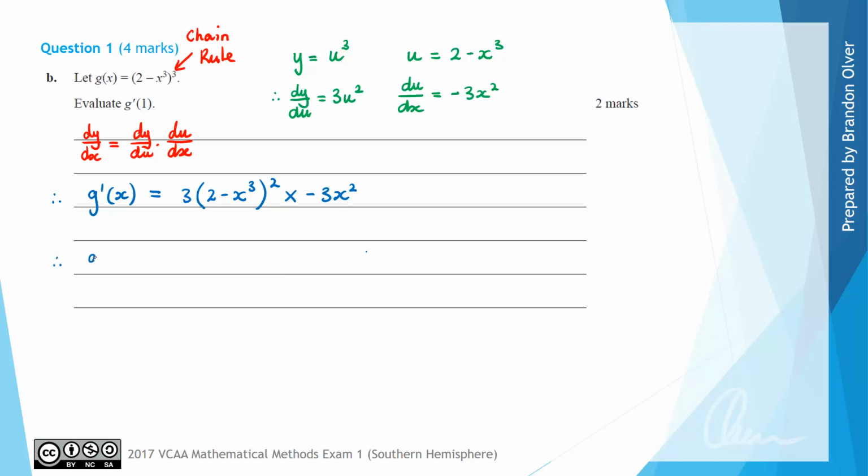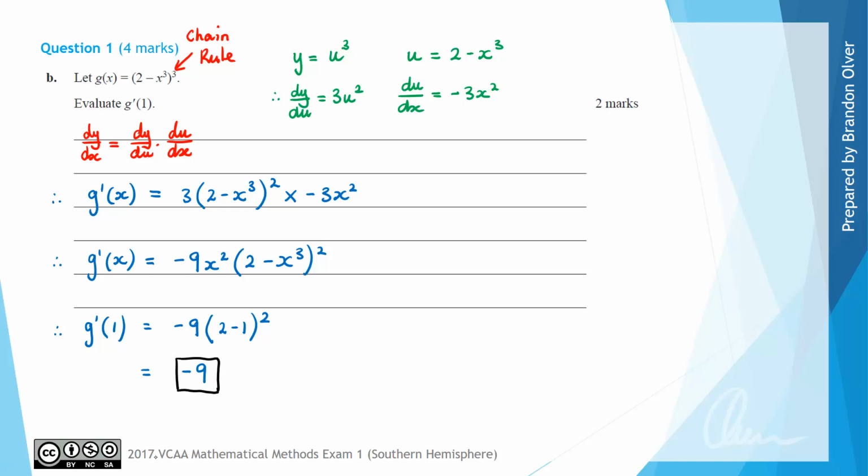Now we'll do a tiny bit of simplification before we substitute 1 in. We're just going to turn this into 3 times negative 3 is negative 9, and that x squared I'm going to write at the front, and then we still have 2 minus x cubed all squared. Next we need to evaluate the derivative when x is 1, so this is going to equal negative 9 times 1 squared, which is just negative 9, and then that's going to multiply 2 subtract 1 cubed, which is just 2 subtract 1, and then that is squared. 2 subtract 1 is 1, 1 squared is 1, which just leaves us with negative 9 times 1, which is simply negative 9. So that's the answer to part B of this question.